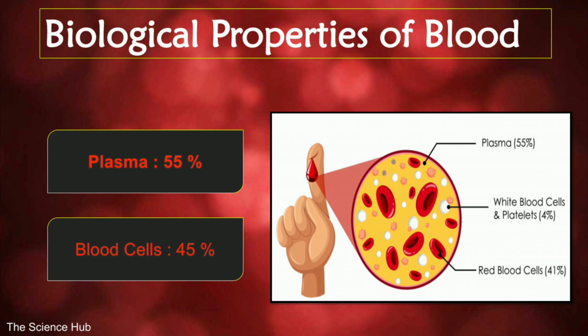Biological properties of blood. Biological properties of blood comprise the components of blood. Blood is made up of two major components. They are plasma, which makes up 55% of blood, and blood cells, which make up 45% of blood. Plasma is the fluid part of the blood, whereas the blood cells float in the plasma.